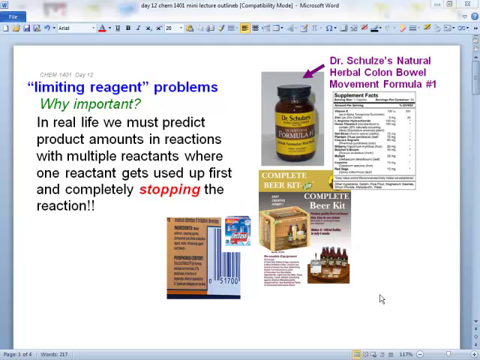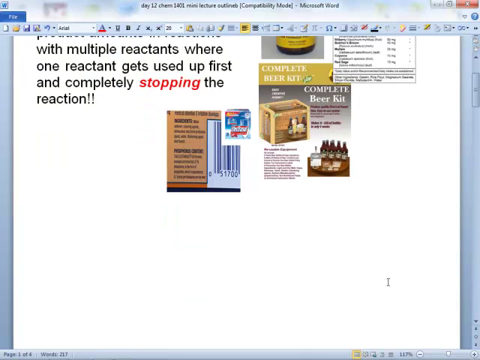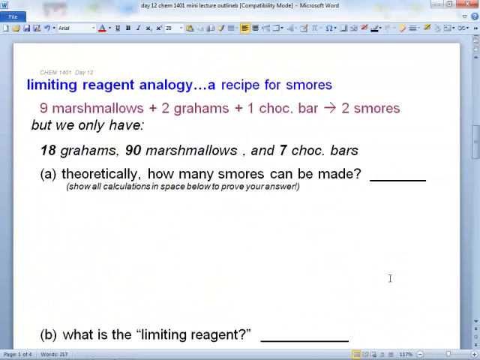Something's going to react first. And when that something is all used up, everything stops. You're not going to make any more product. It's done. And that's all we're really messing with, is finding out what reacts first and using that to figure out the amount of product you're going to have. That's really all we're going to do. So let's see how to do this.